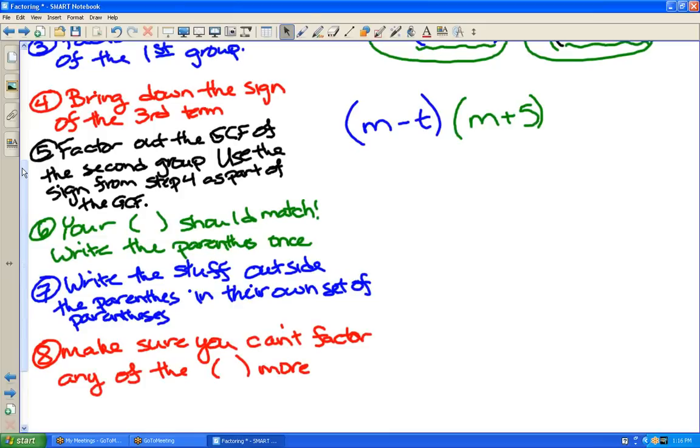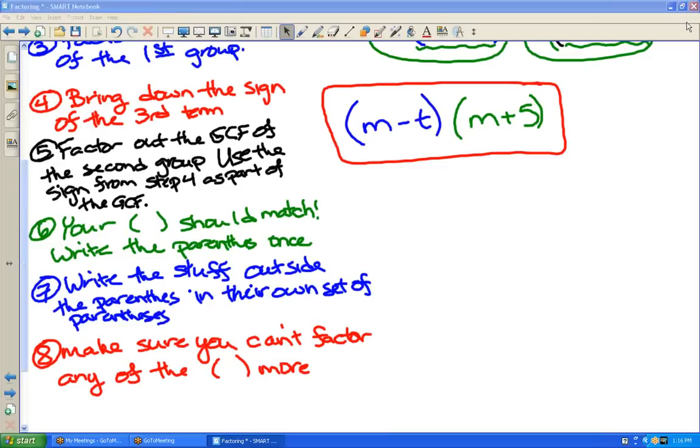Okay, mainly we're getting down to 2. In most cases, you won't be able to factor anymore. But if you forgot to factor the GCF, you might have to look at it at the last step. So just make sure you can't do any more with the parentheses, and you're good. Okay, let me check and see if this makes sense.